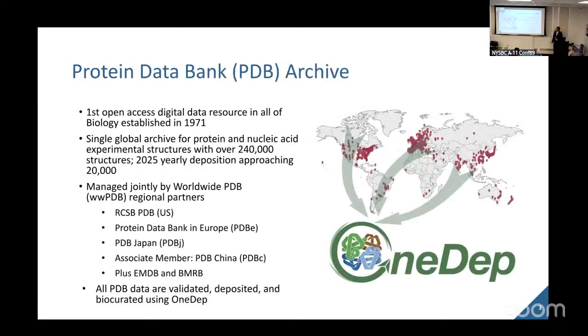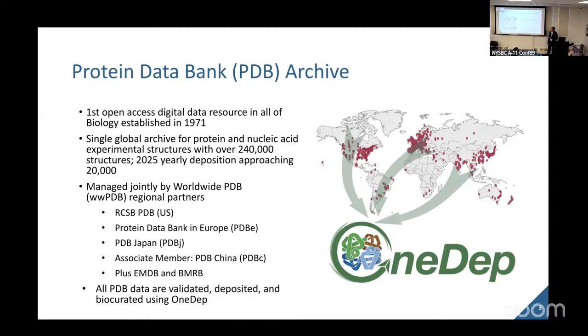First, a little bit about the PDB. You have heard that many times. We are the first open access digital data resource, since 1971. It's the single global archive with now over 240,000 structures. And the yearly deposition in 2025, this year, is approaching 20,000. So that's a lot. I also want to note that many of these structures you see are from 3D EM.